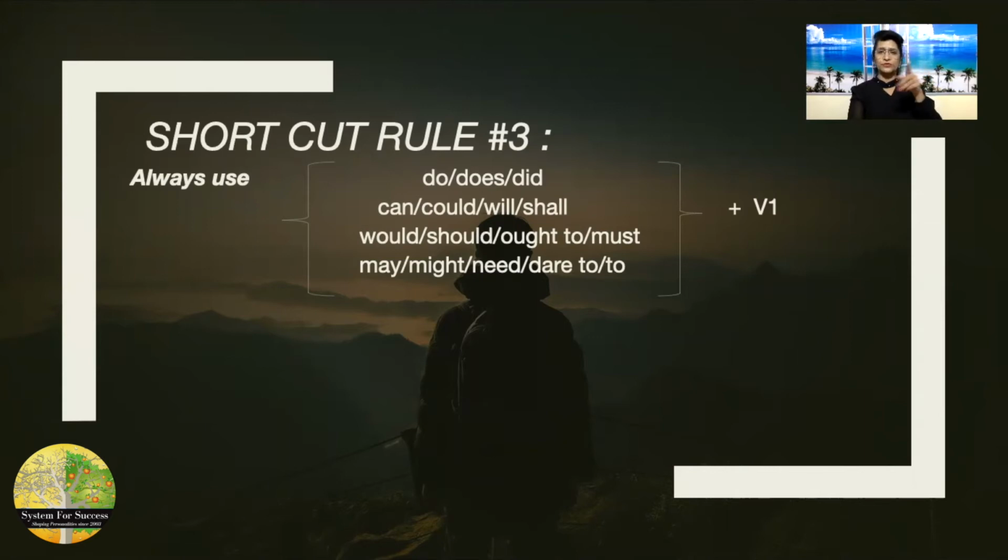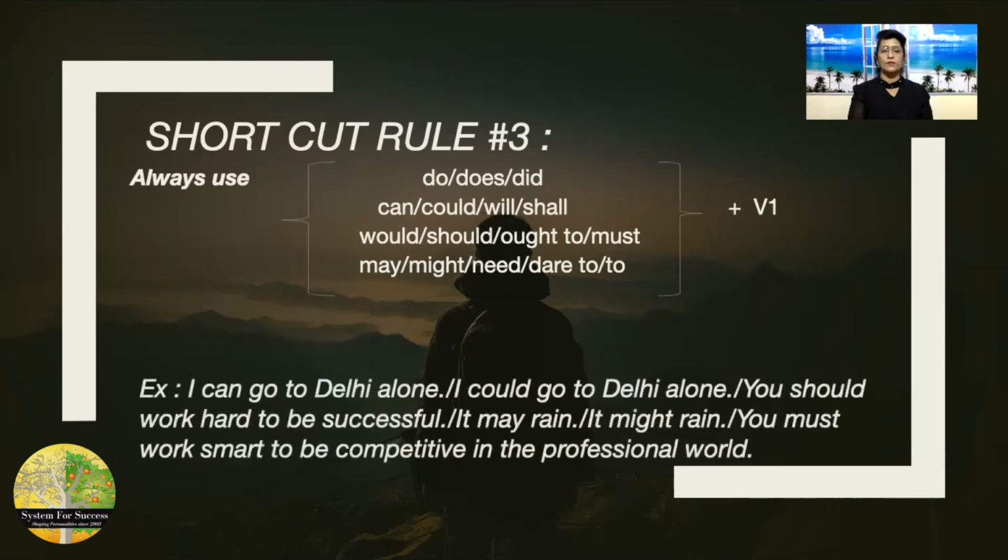But this rule number 3 says, अगर आपके सेंटेंस में कोई भी ऑक्सिलरी वर्ब आती है, तो वर्ब आपकी कहीं भी हो पूरे सेंटेंस में, आपने हमेशा वर्ब की फर्स्ट फॉर्म ही यूज करनी है. For example, I can go to Delhi alone. अगर आपने इस सेंटेंस को पास्ट टेंस करना है तो आपने कैन का कुड करना है, गो को वेंट नहीं करना है. So the sentence will become I could go to Delhi alone.